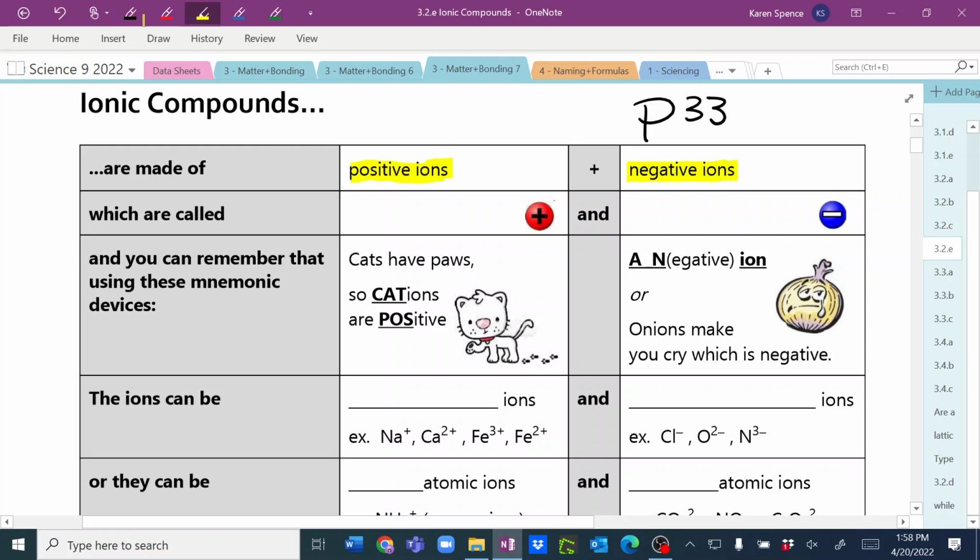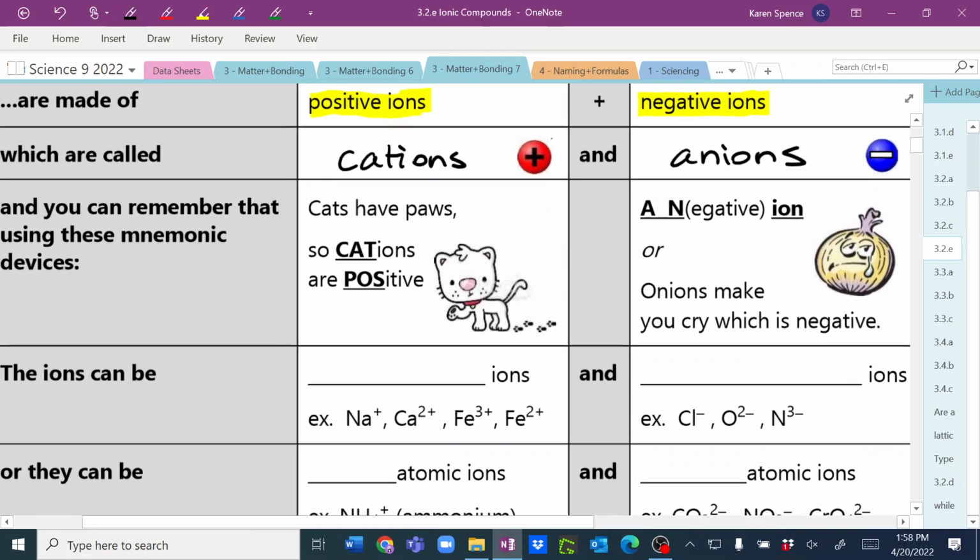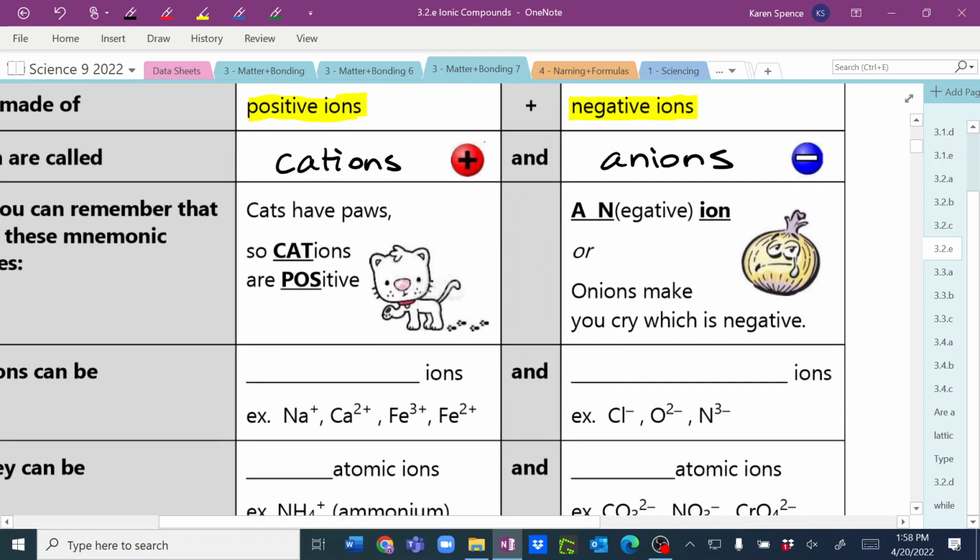which are called, what do we call the positive ones? Cations. And what do we call the negative ones? Anions. And you can remember that because, of course, cats have paws. I was really excited to find a little picture of a cute cat holding up its paw like that, because cats have paws, so cations are positive. A negative ion, or onion, which makes you cry, which is negative.